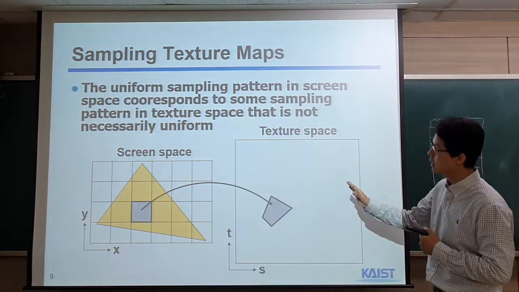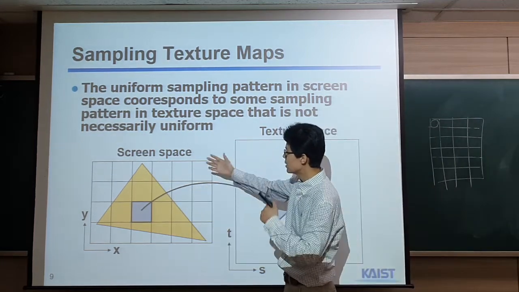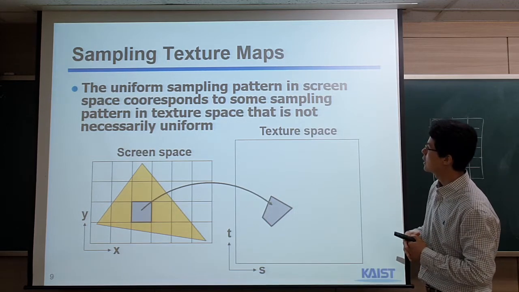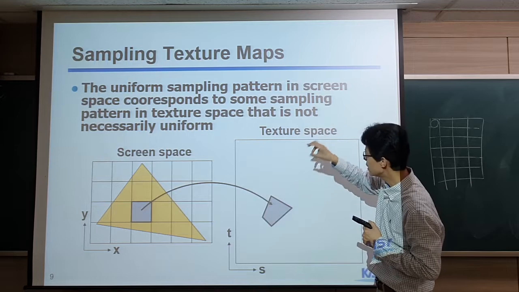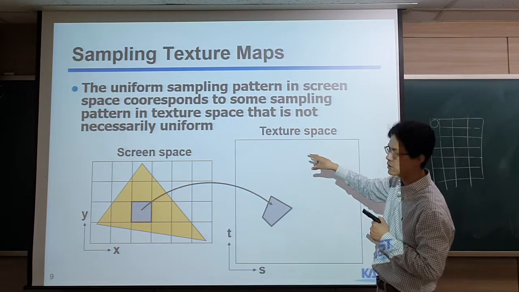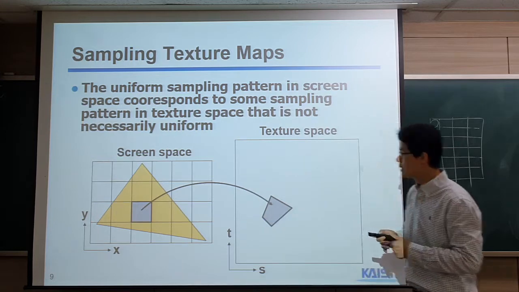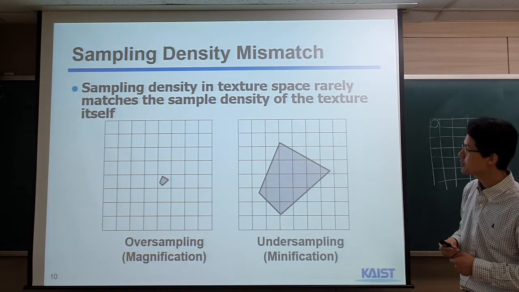You can see that, since we link this texture map with the triangle, depending on how you look at the triangle, there is some sort of sampling issue. In other words, why do I say sampling? I need to sample the texture, right? And then there could be a sampling issue. So let me give you more details about the sampling issue.